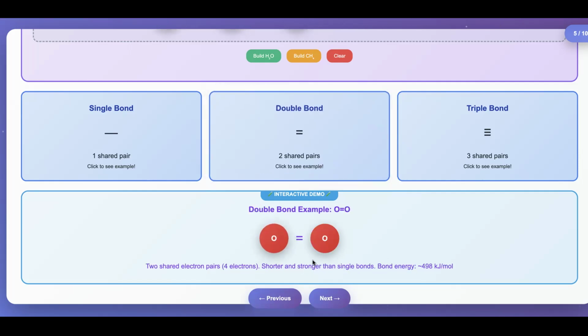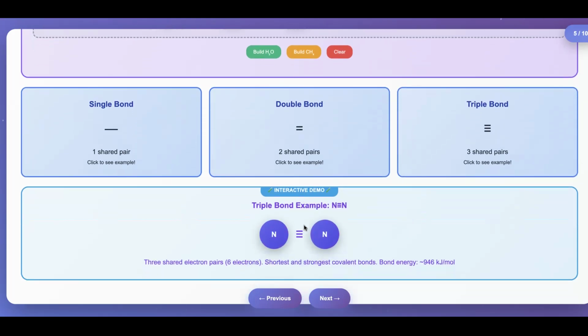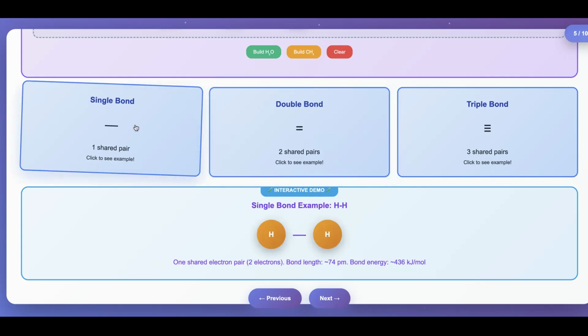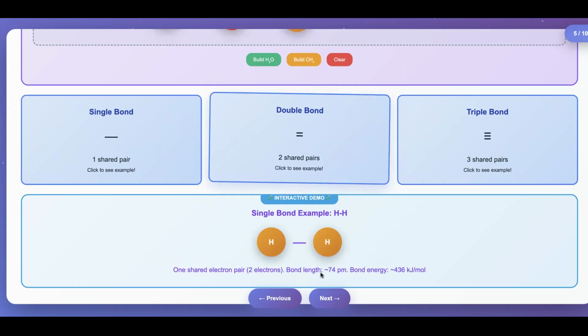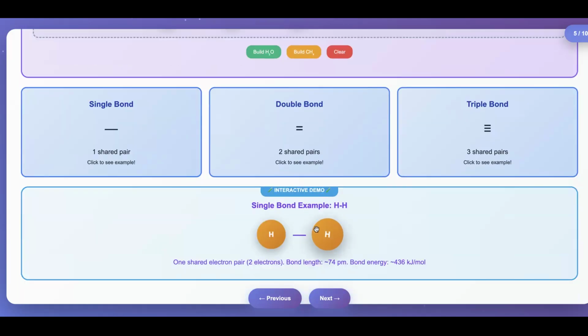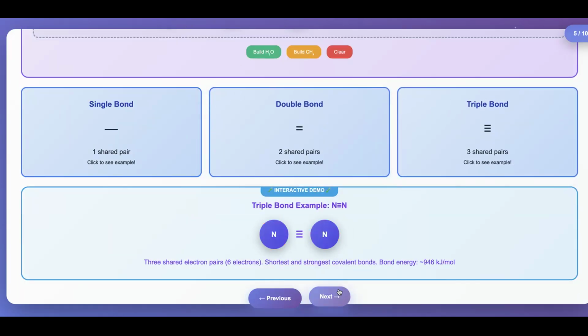If you have a double bond, it will be stronger. It's a shorter bond. Remember, shorter bond and stronger bond. The bond energy is almost 498. The triple bond, like that between the nitrogen atoms, is a triple covalent bond, and this is very strong. It's the shortest and strongest. The strongest, it's 946 kilojoules. That was 498, and the single was 436. So the more bonds you have between the atoms, the stronger the bond is, the more difficult it is to break, and it is a shorter bond.